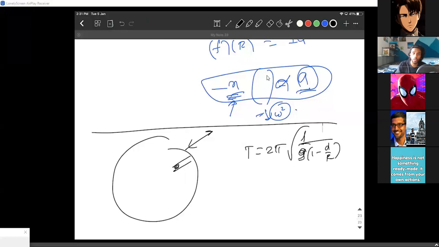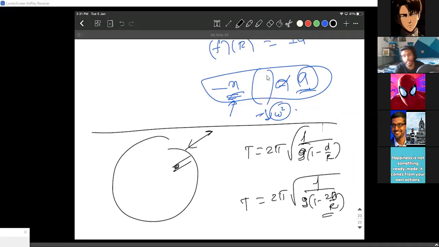Or if you're going to a height, do you remember this? g into 1 minus 2h by r. Now please remember, you only use this when the height is really small compared to radius. Very small compared to the radius. We are using the binomial theorem here. That's why. So guys, I think I've discussed enough models on simple pendulum.